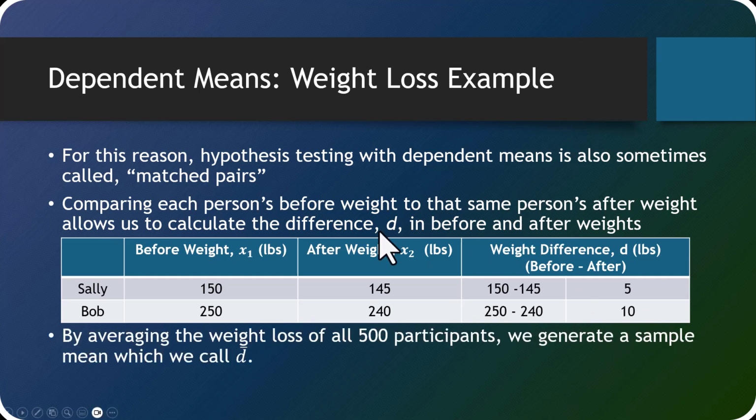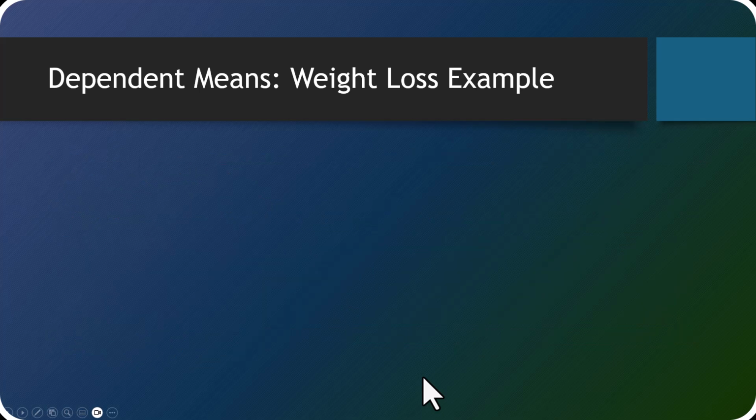So as you can see, if we had 500 rows of data, we would have 500 differences. And so then what we do is we go through and calculate the mean sample difference, which we would call D bar. Remember, the bar indicates a sample mean.